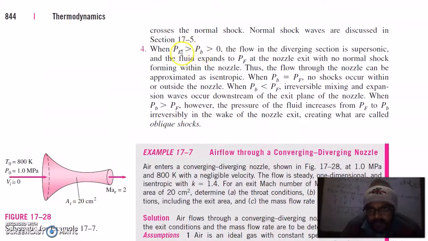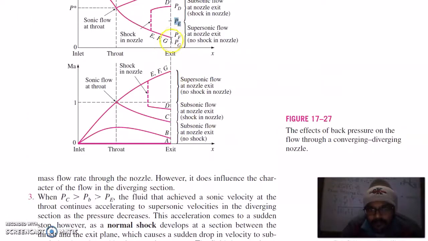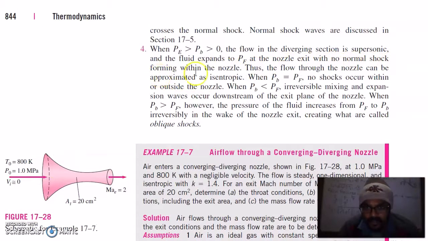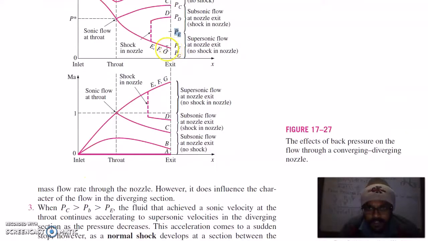When back pressure is less than PE and greater than 0, which means we are talking about this point, the flow in the diverging section is supersonic and the fluid expands to PF at the nozzle exit with no normal shock forming within the nozzle. Thus flow through the nozzle can be approximated as isentropic. When PV is equal to PF, no shock occurs within or outside the nozzle. You can see at PF pressure there is no shock. Shock is limited to this range.